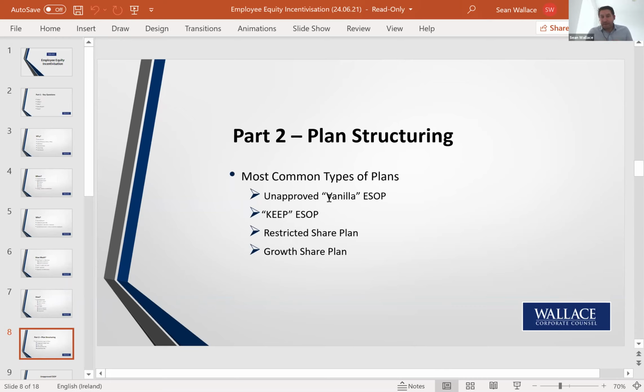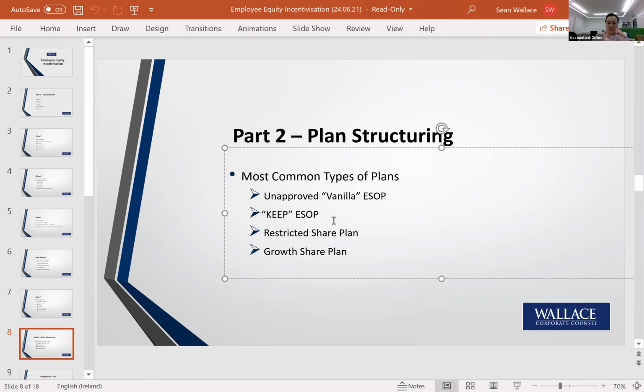So it's not an agreement as such that each employee has to enter into. It's almost akin to an employment policy. Here are the rules by which you get granted and awarded options, and how they attract value, vest, and things like that. So that's the basic vanilla scheme.